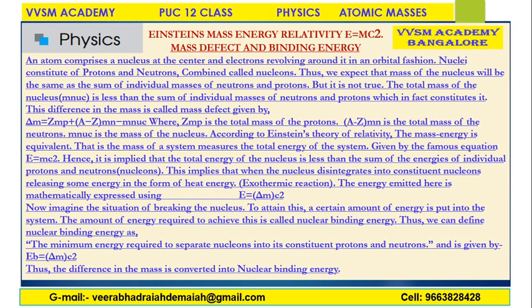Now, imagine the situation of breaking the nucleus. To attain this, a certain amount of energy is put into the system. The amount of energy required to achieve this is called nuclear binding energy. Thus, we can define nuclear binding energy as the minimum energy required to separate a nucleus into its constituent protons and neutrons, and it is given by Eb is equal to delta m c squared. Thus, the difference in mass is converted into nuclear binding energy.